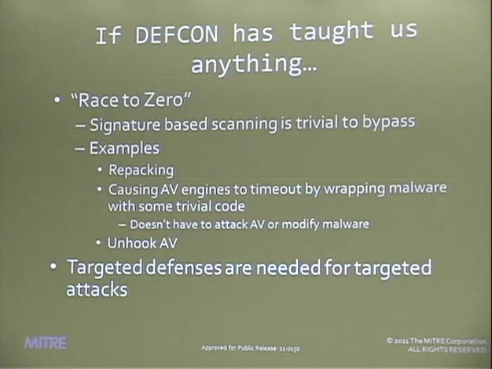So at DEF CON, Race to Zero, if you're familiar with it, is the contest to bypass antivirus engines. We know signature-based AV is very trivial to bypass. You can repack the malware. As an esteemed colleague who won a couple of years ago explained to us, he was able to just make the AV engine time out without actually modifying the malware at all. He just wrapped it. And you can always unhook AV as well. And the targeted attacks, they're doing this.